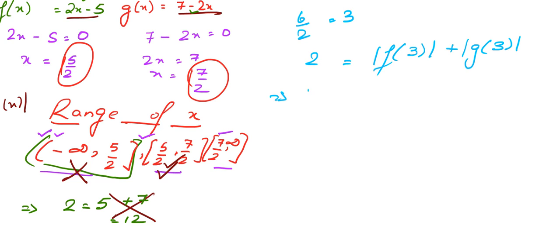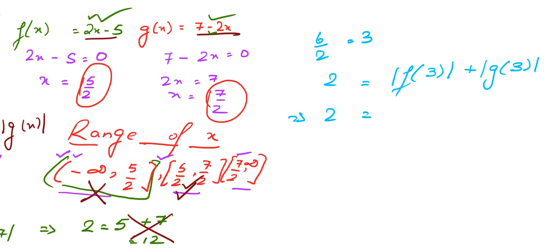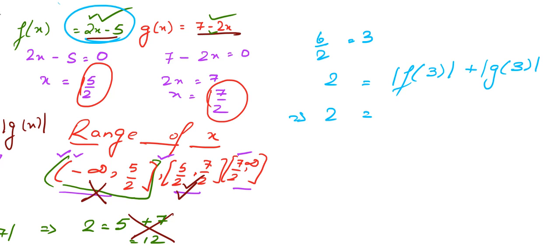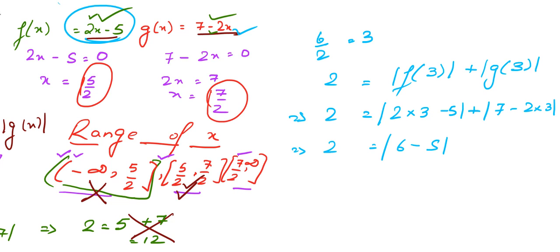So let's solve this. 2 is equal to, function fx was 2x minus 5, so 2 into 3 minus 5, plus function gx was 7 minus 2x, so 7 minus 2 into 3. So this will give 2 equal to 6 minus 5 plus 7 minus 6.